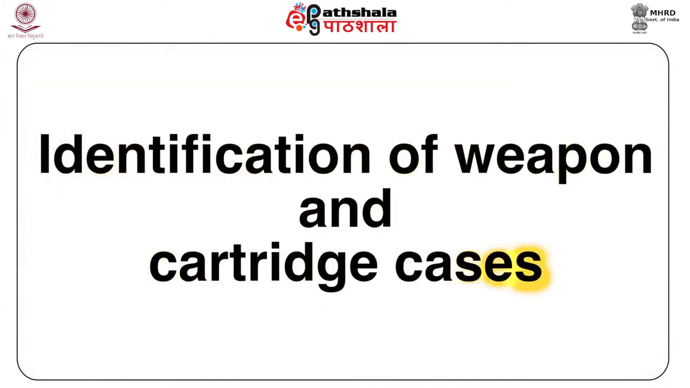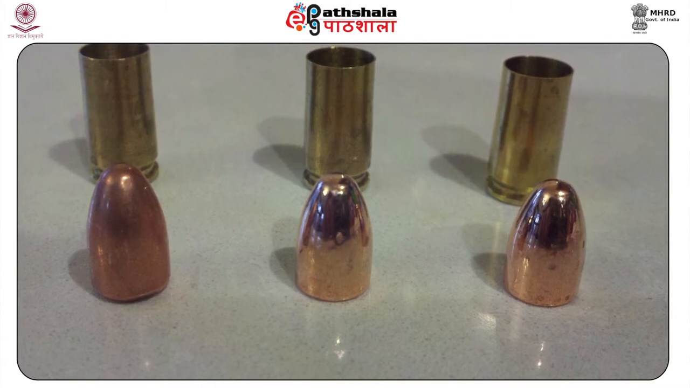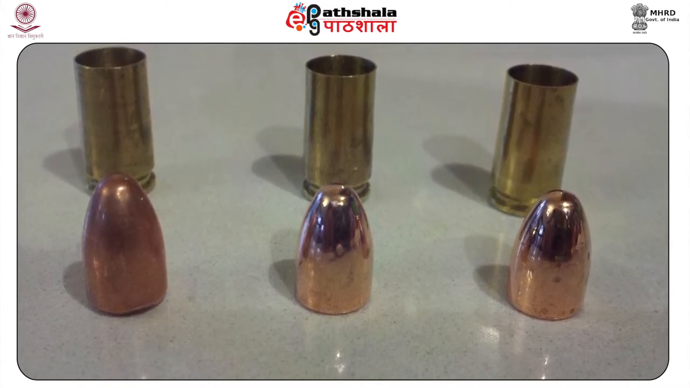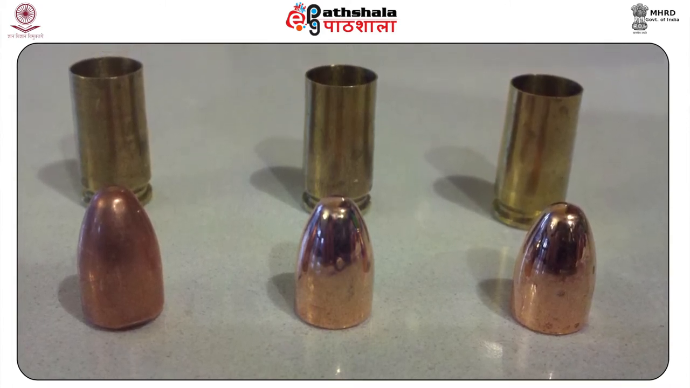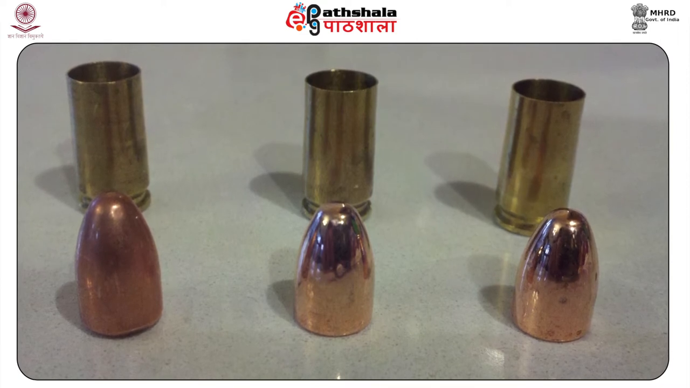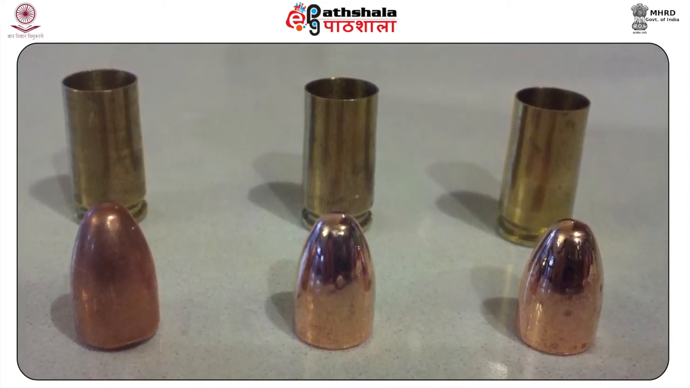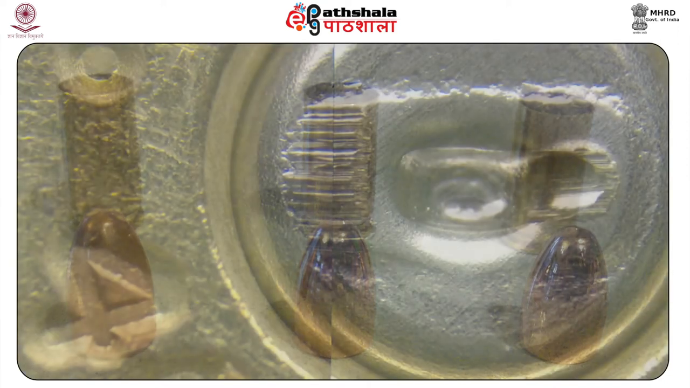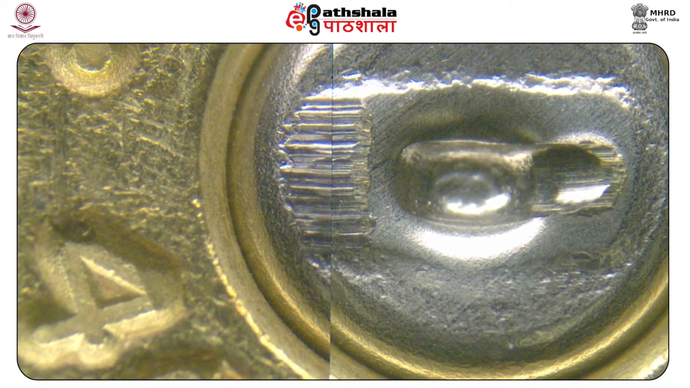Identification of weapon and cartridge cases. A firearm which is manufactured in a factory will bear various markings put by the manufacturer for the purpose of identification, like serial number, maker's name, caliber, number of lands and grooves, etc. These markings are called class characteristics. These can be helpful in identifying the owner.